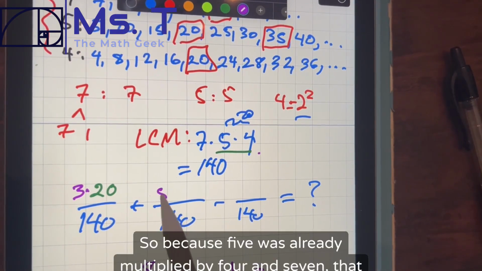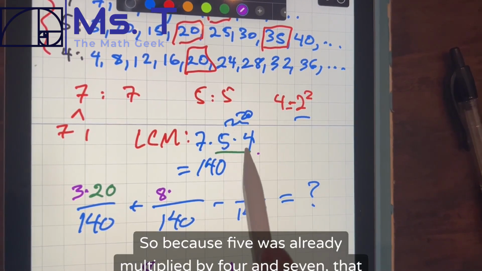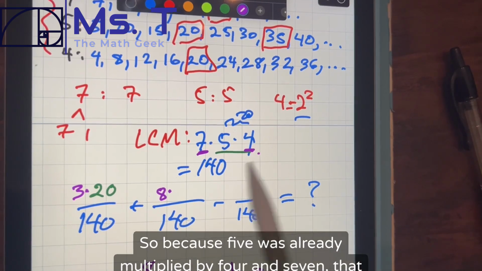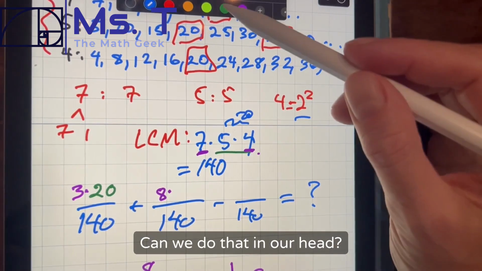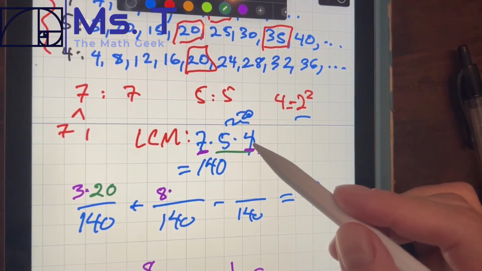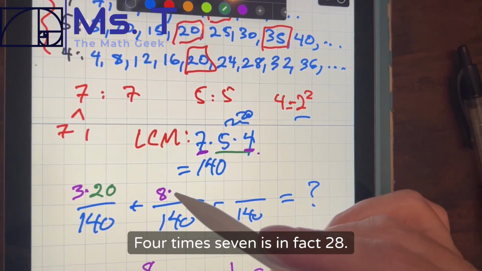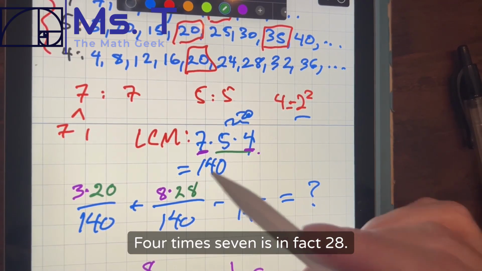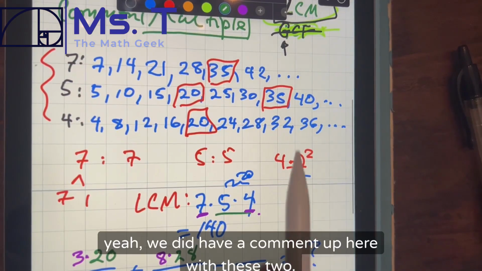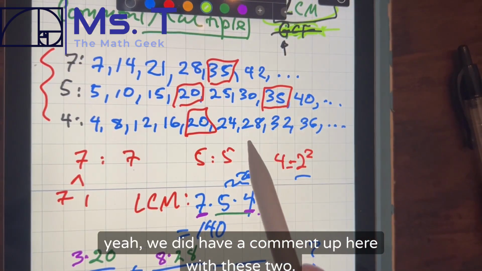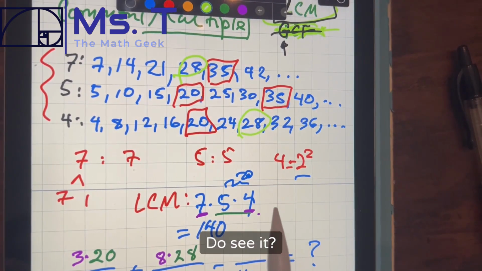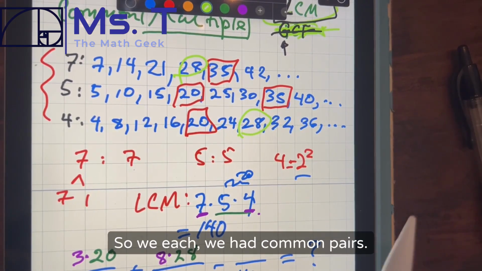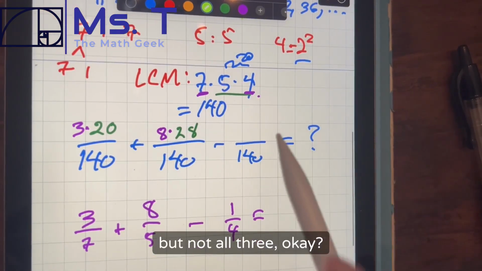So because 5 was already multiplied by 4 and 7, that means 8 needs to be multiplied by what is 4 times 7? Can we do that in our head? Hopefully. 4 times 7 is, in fact, 28. Oh, yeah, we did have a comment up here with these two. See it? 28. So we had common pairs, but not all 3, okay?